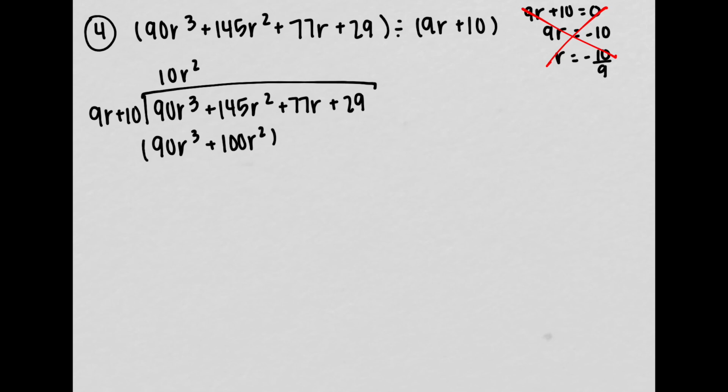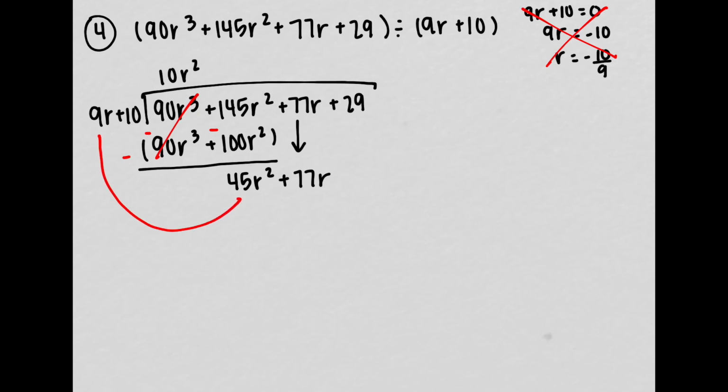Again, we put parentheses around it with our minus signs. So I have minus and minus. I'm going to perform that addition problem. That ends up canceling out our first terms. And then I have 145r squared minus 100r squared, which leaves me with 45r squared. Now I need another term, so I drop down that plus 77r, and I repeat the process again.